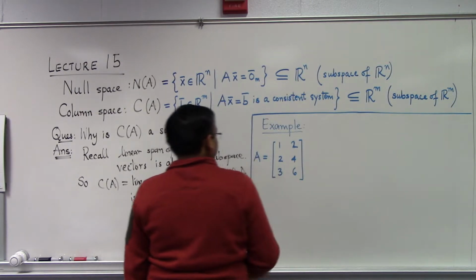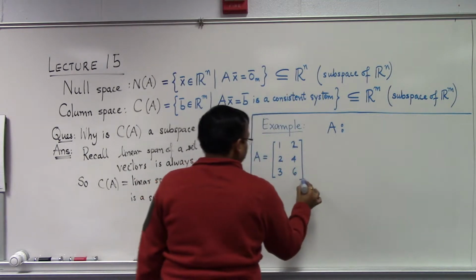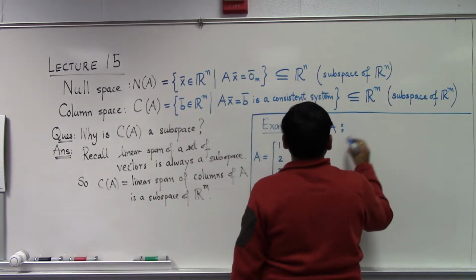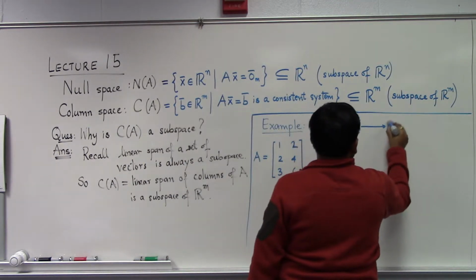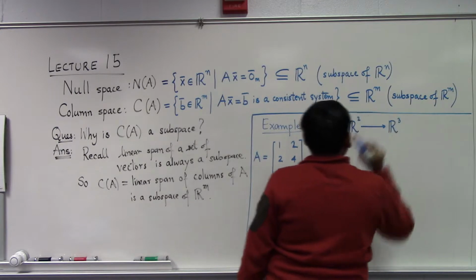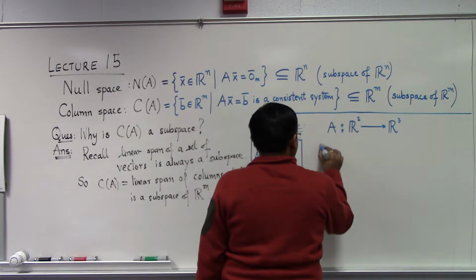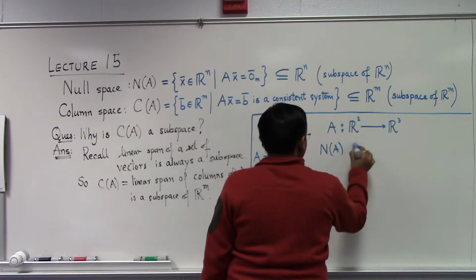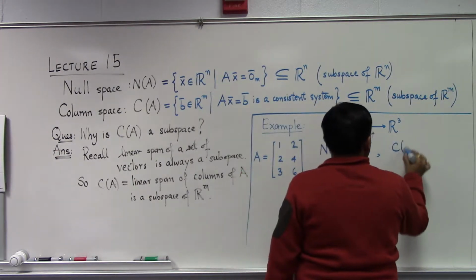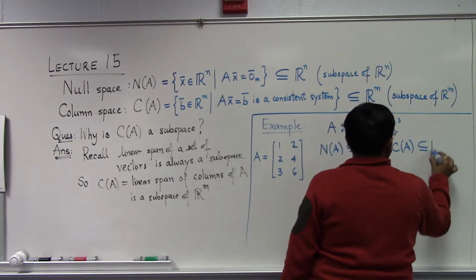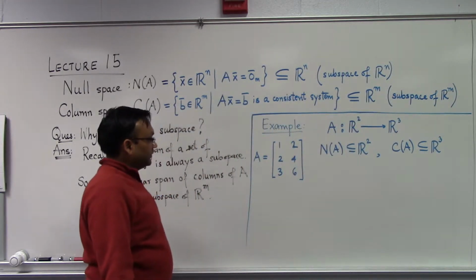As you can see, it's a 3 by 2 matrix. So you can view A as a 3 by 2 matrix, 3 rows and 2 columns. So you can view it as a linear transformation from R2 to R3. Okay. So we know that whatever is the null space is going to live inside R2, and we know that the column space would live inside R3. Okay. So these are things which we have gathered so far.